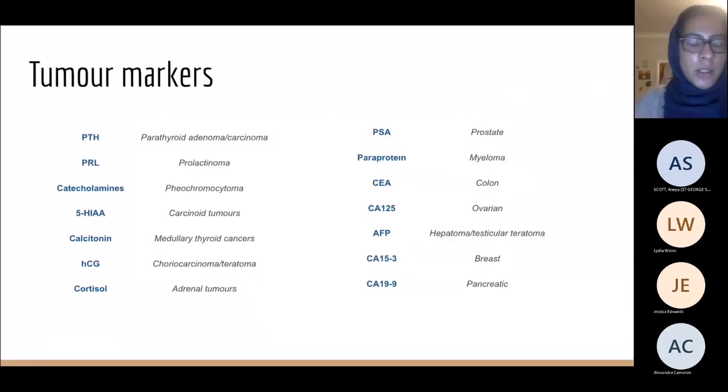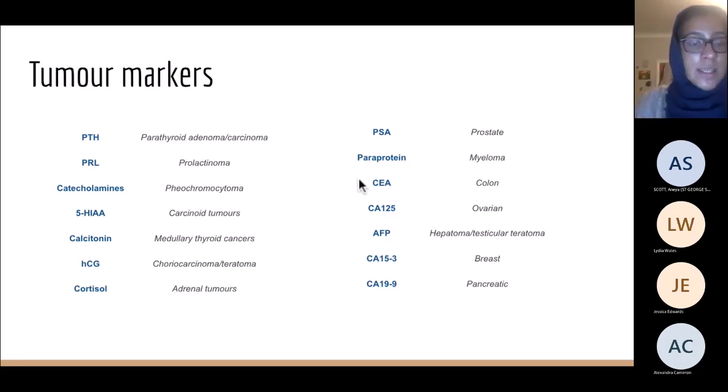Now, I mentioned tumor markers briefly as one of the earlier investigations that we might do when assessing someone for a potential cancer, because there are certain tumor markers that are associated with certain cancers. And again, we might use it in our initial assessment when we're investigating whether someone has a cancer. And sometimes we will use tumor markers to monitor someone's response to a treatment.